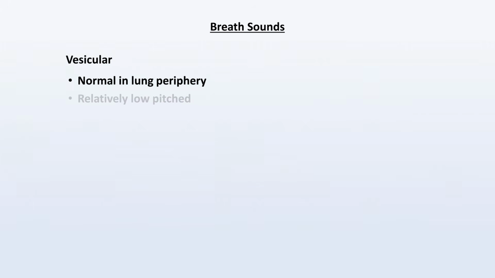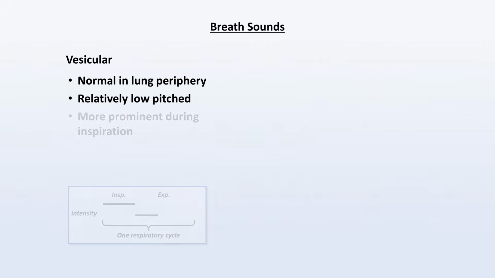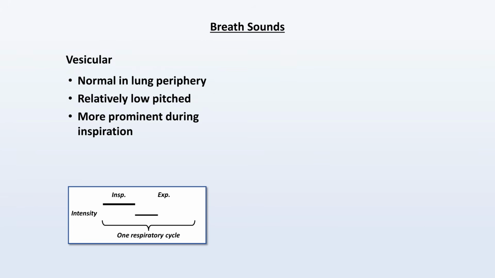There are 2 main types, vesicular and bronchial. Vesicular breath sounds are what most clinicians typically think of as breath sounds. They are normally present in the lung periphery, like the bases, are relatively low-pitched, are more prominent on inspiration, and there's no pause between inspiratory and expiratory sounds.